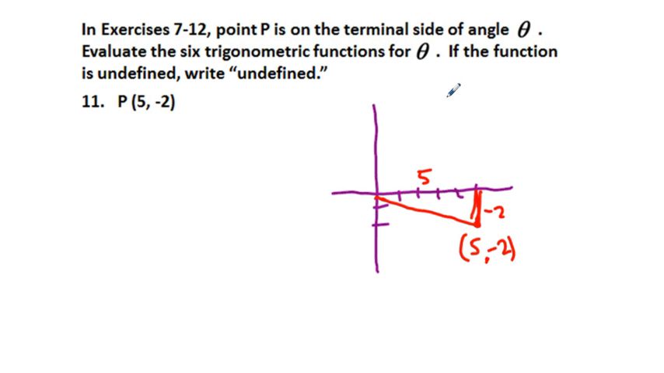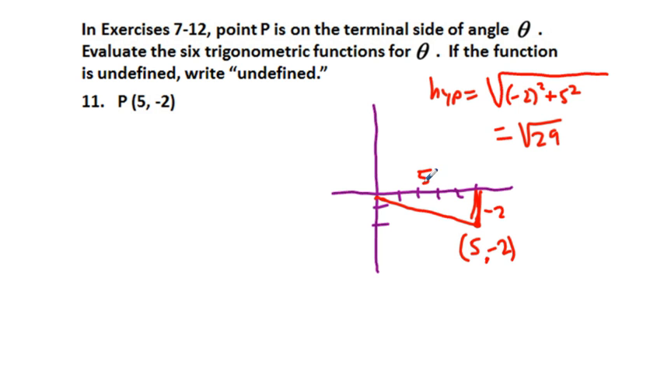And our hypotenuse is going to be the square root of -2 squared plus 5 squared. And this is going to be the square root of 29. So square root of 29 is our hypotenuse.